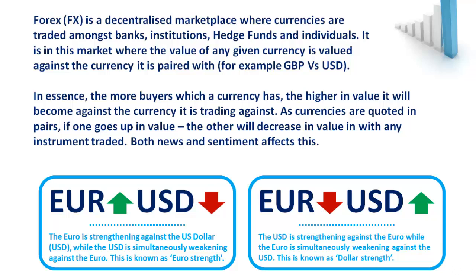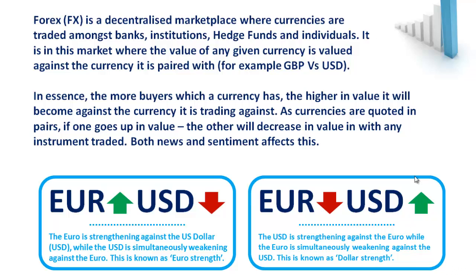If the euro has more sellers than buyers, it will fall in value against the US dollar. And it's the same again with any other currency pair out there, whether it's Euro Swiss, Euro New Zealand, Euro Sterling. It's a two-horse race essentially between two currencies. Which one has the most buyers? Which one has the most sellers? The one which has more people buying it will rise in value compared to the one it's paired against.